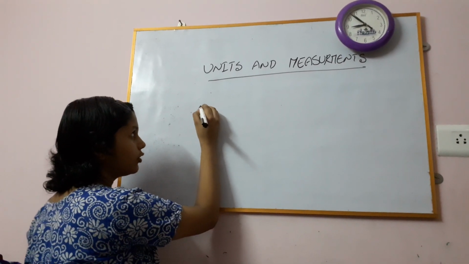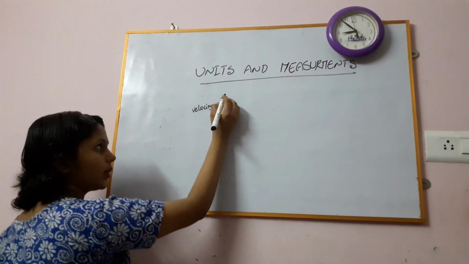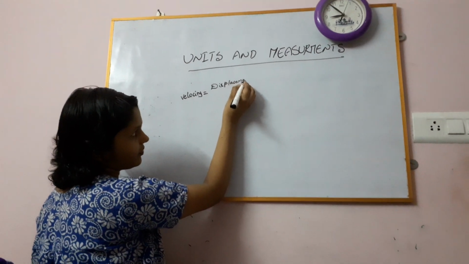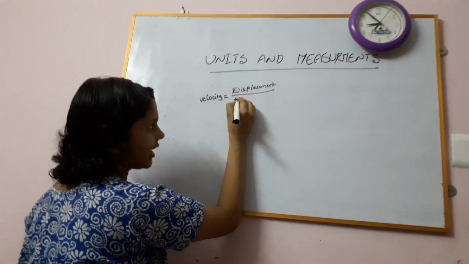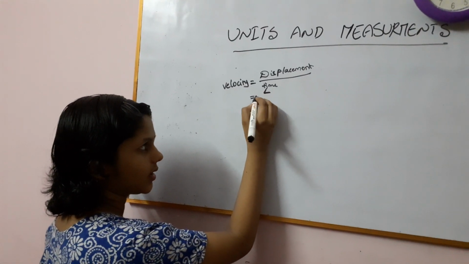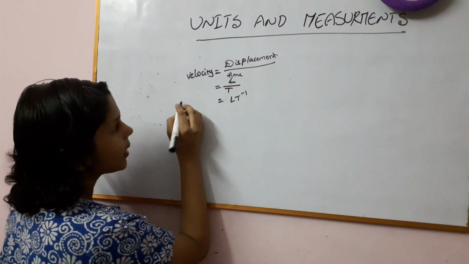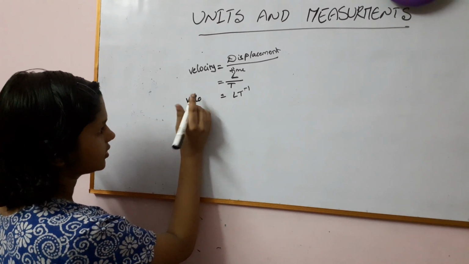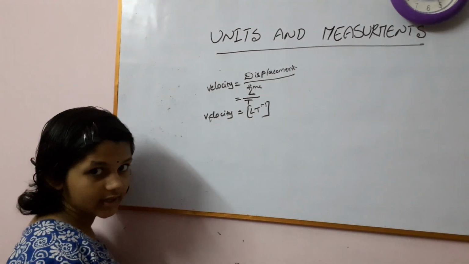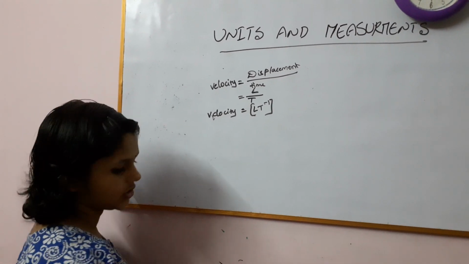Next we will do the velocity. What is velocity? We learned that velocity is equal to displacement by time. What is displacement? Length. Considered as length by time. If time comes up, LT power minus 1, then velocity is equal to the brackets. What do the brackets indicate? Yes, right. The brackets indicate that we are dealing with the dimensions and the dimensional formulas.